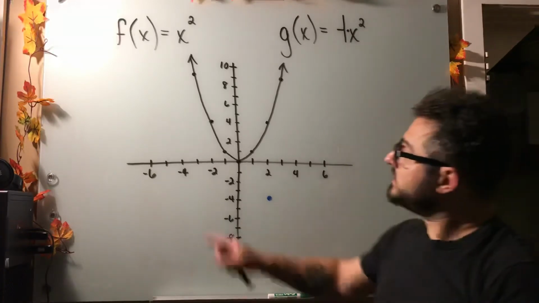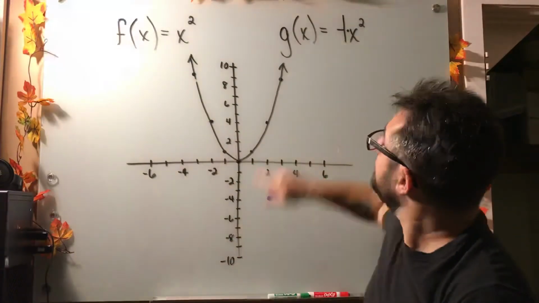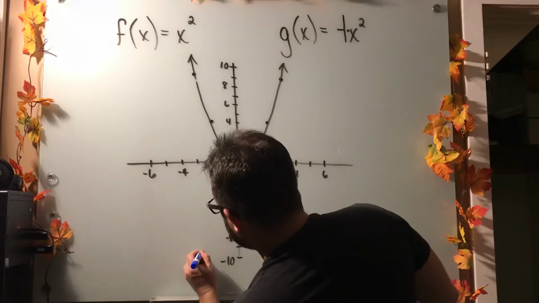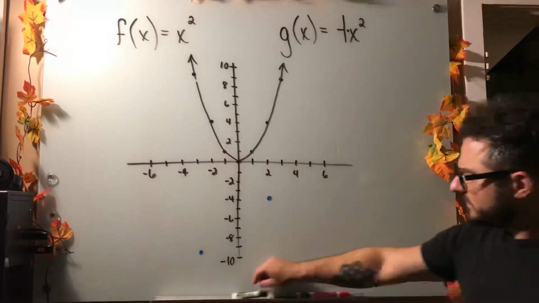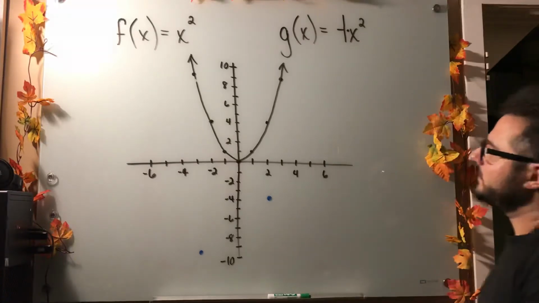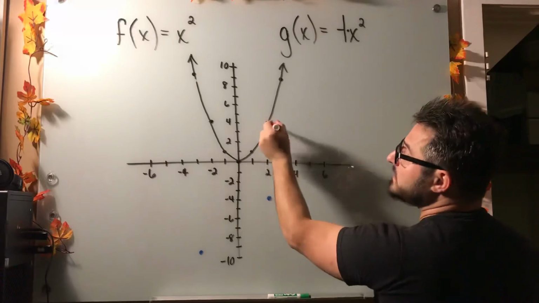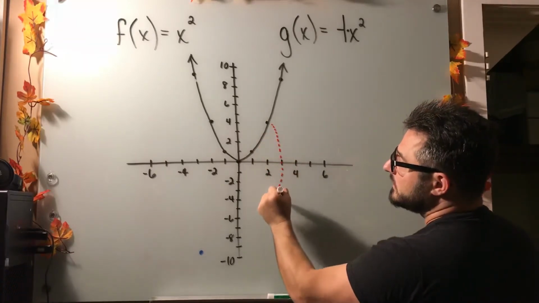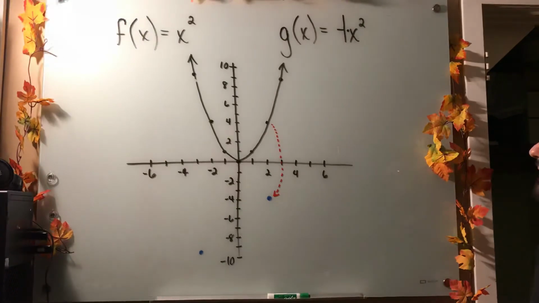We also used negative 3, which produced an output value of 9. In g of x, it produced an output value of negative 9. So what we've got here is that this point, which was once 4 spaces above, rotates or reflects to become 4 spaces below.